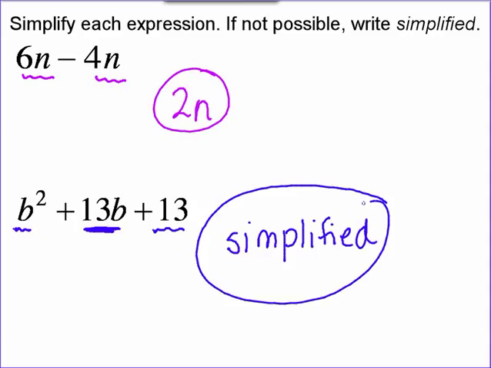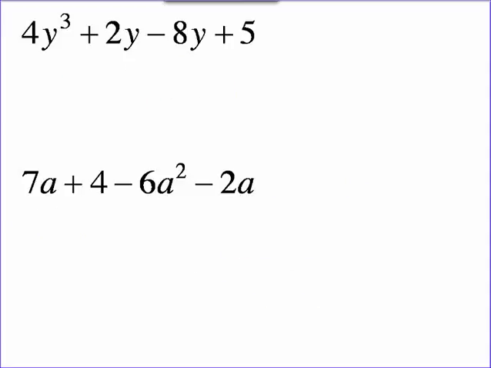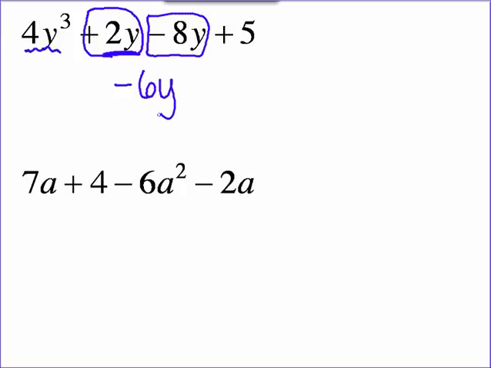We got a couple more we're going to look at. So let's look at this next one. 4y cubed. Is there another y cubed somewhere? No. Let's look at the y's. Is there another y? Yes. So these two right here are what we call like terms. We're going to combine those. I have 2y and I have negative 8y. If you combine those, you get negative 6y. What do I do with the 4y cubed and the 5? I leave them the exact same and I bring them down.